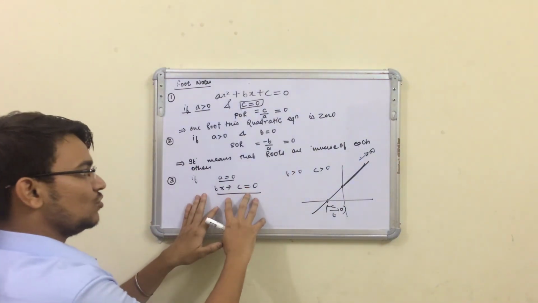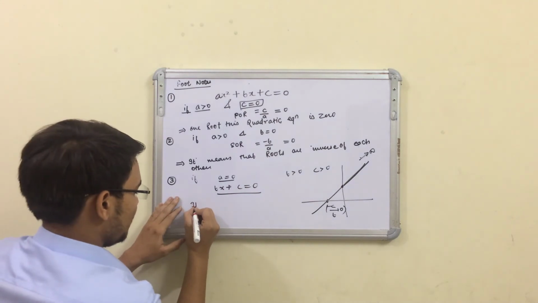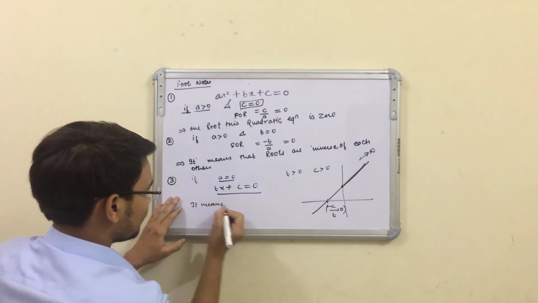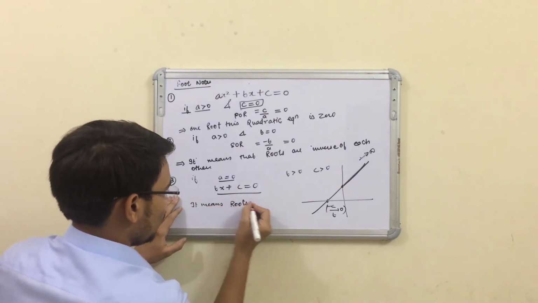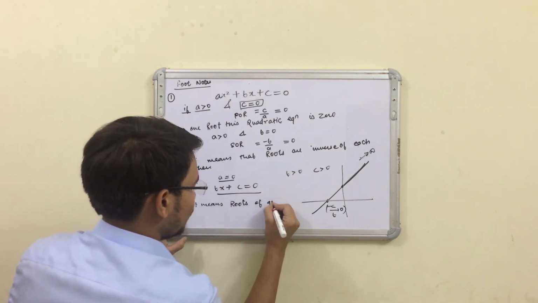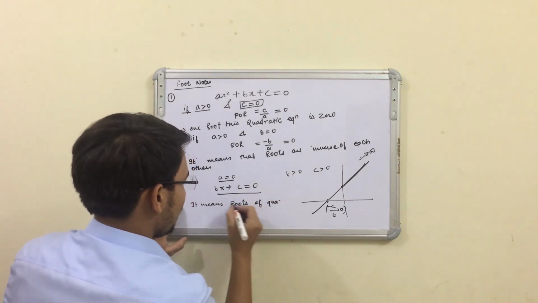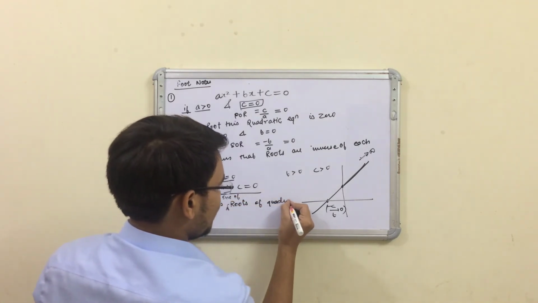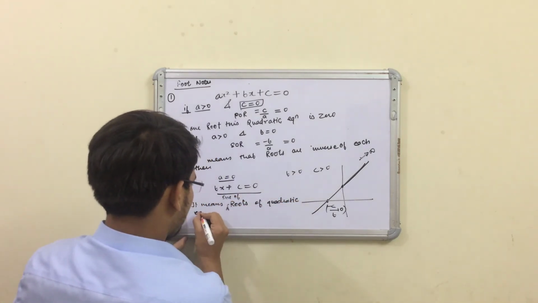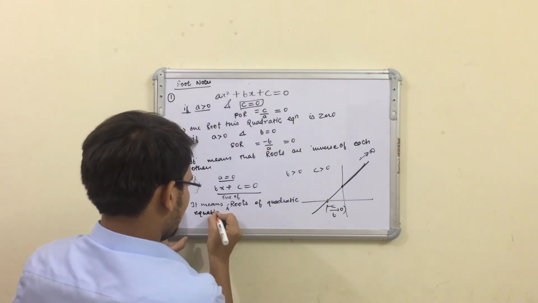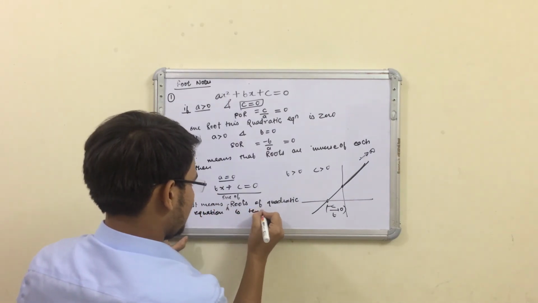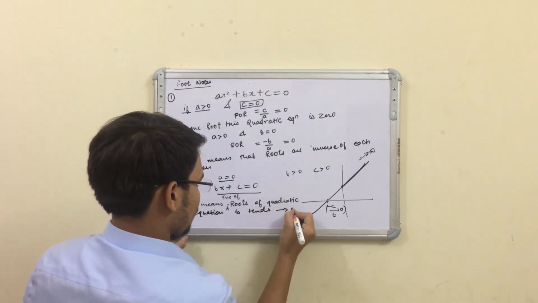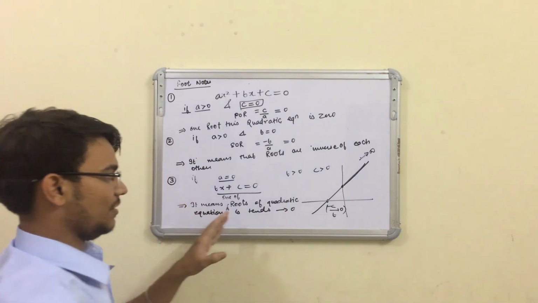So one root is minus c upon b and another root is infinity. So if a is equal to 0, it means one of the roots of the quadratic equation tends to infinity. Okay, we can say that.